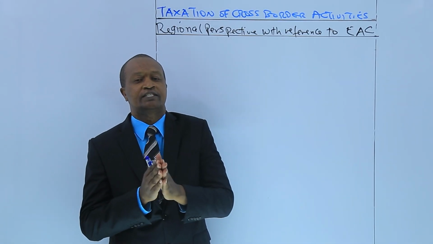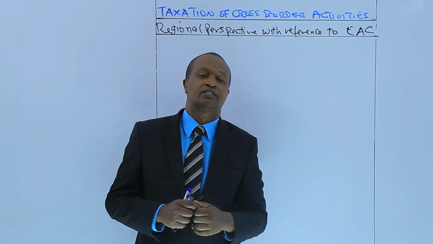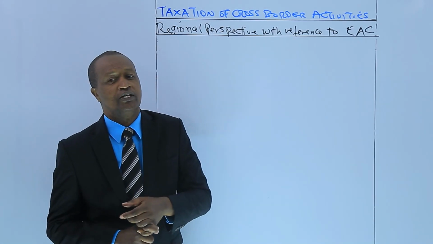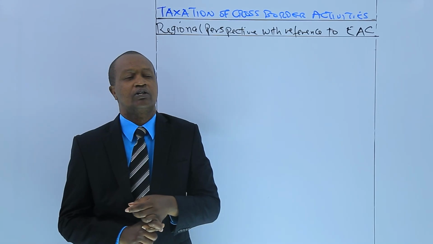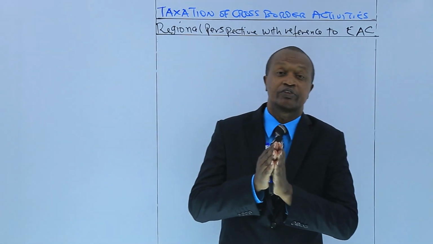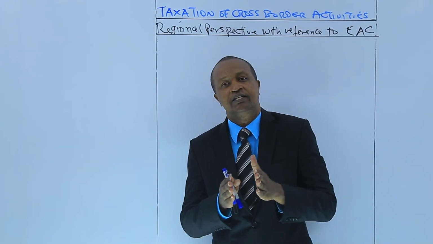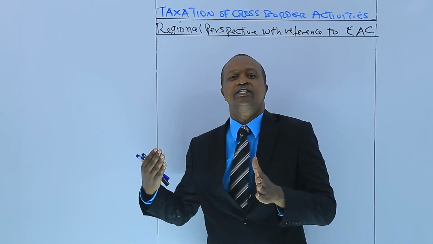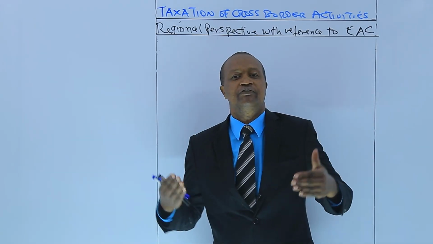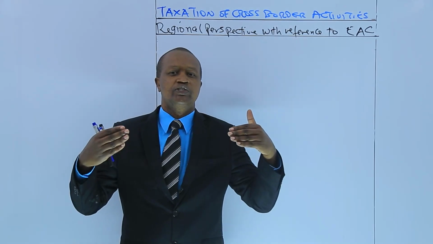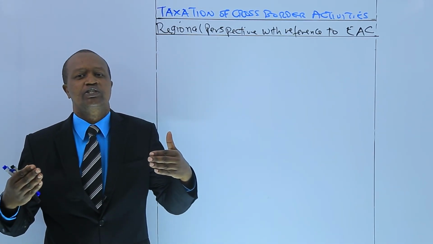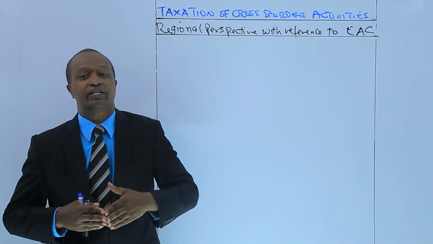We look at the tax harmonization efforts in the East African community, as well as the impact of the harmonization efforts. Now, cross-border economic activities, candidates, play a crucial role in fostering regional integration and economic development. However, the taxation of these activities can be complex and challenging, often leading to double taxation and hindering cross-border trade and investment. And to address such challenges, regional economic blocs like the East African community have implemented various measures to harmonize tax policies and facilitate cross-border economic activities.